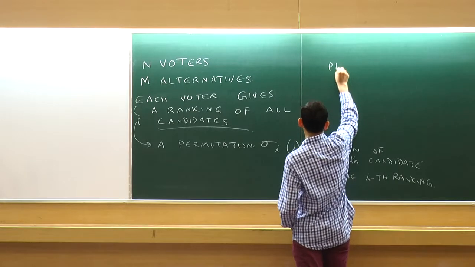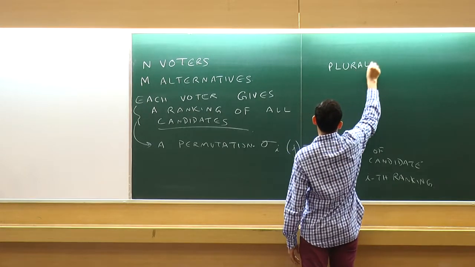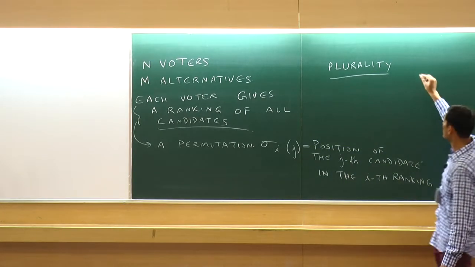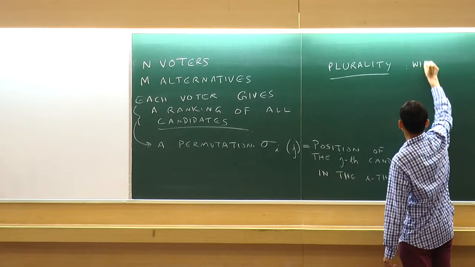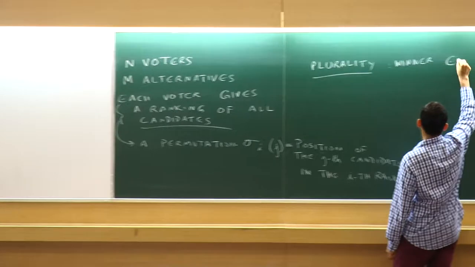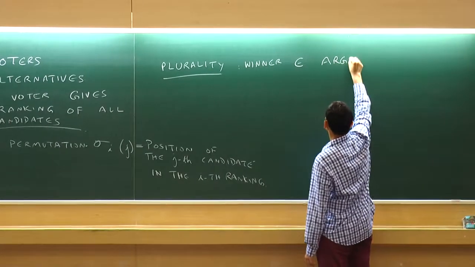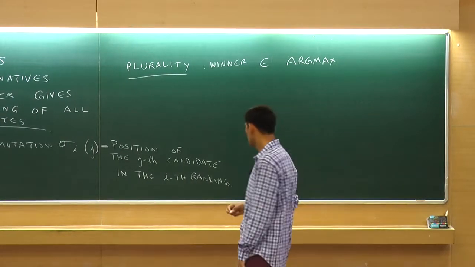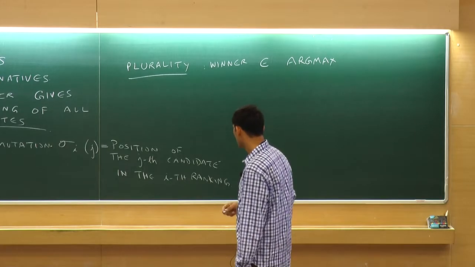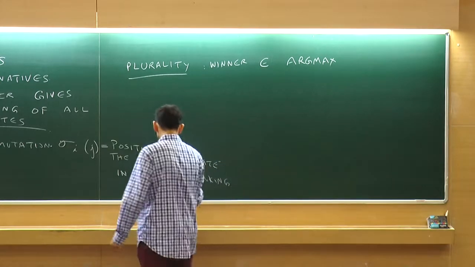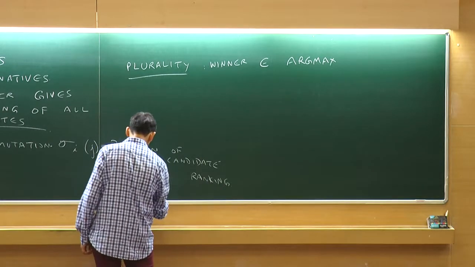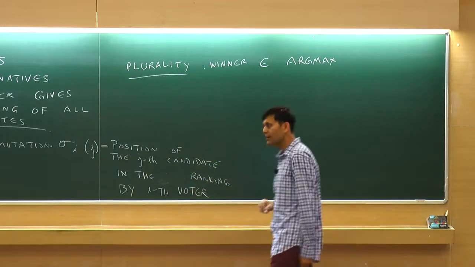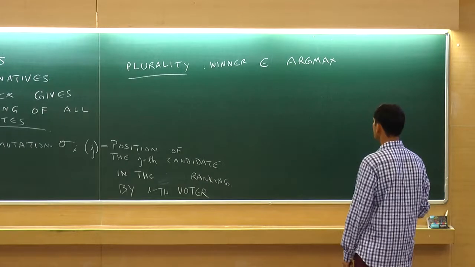So what are some of the most commonly used rules? The rule which is used most commonly is plurality. Plurality says that the winner must be somebody who is ranked first in the ith ranking.